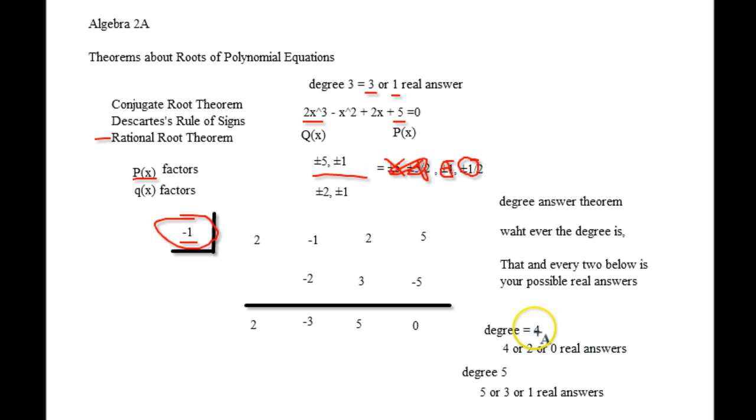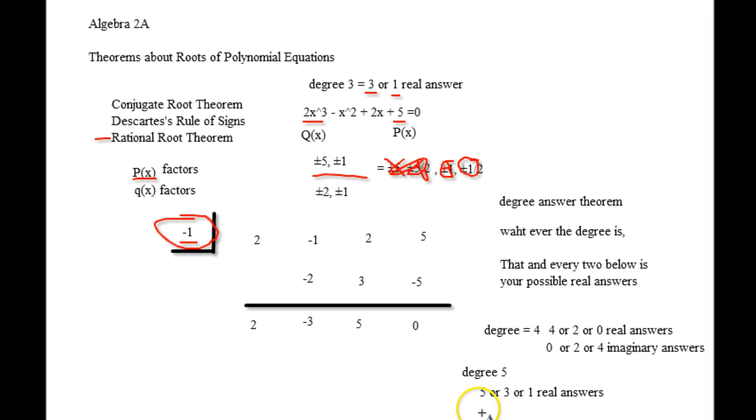Now how does that help us? If you notice down here, the degree was 4. The degree will tell you how many answers you have, but you can use this little trick to tell you how many real answers you have. So if I have 4 real answers, that means I have 0 imaginary. If I have 2 real answers, I have 2 imaginary. And if I have 0 real answers, that means I have 4 imaginary answers. That's the cool thing about this, you can use it as a complement.